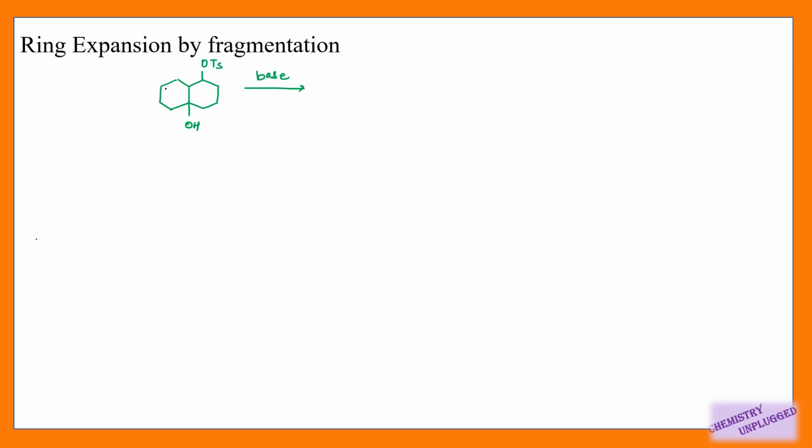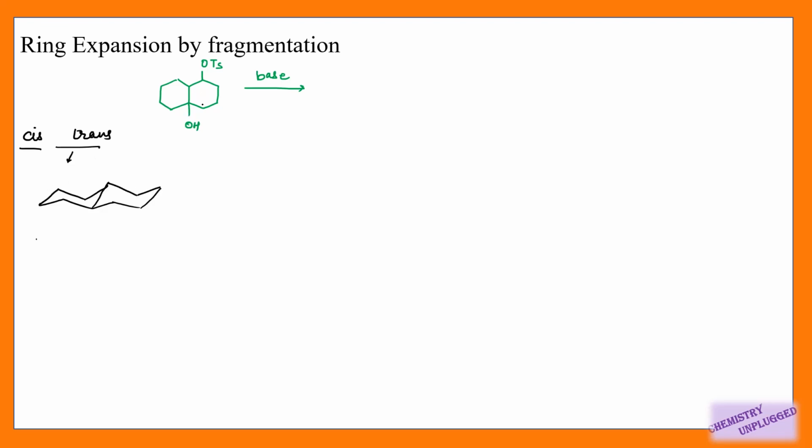But this decalin molecule can exist in cis form and trans form. And why are we considering cis and trans forms? Why are we not directly doing this reaction? Because we have to consider stereochemistry also during fragmentation, right? So first we will take trans decalin. This is trans decalin, right?